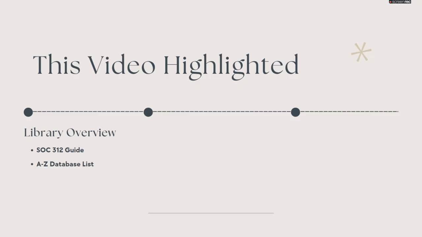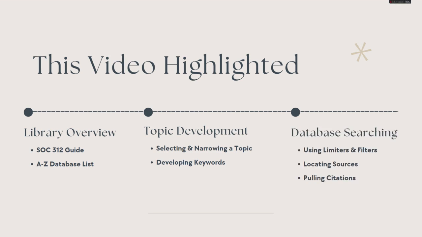So within this video, we have highlighted first the library overview. We looked at the Sociology 312 guide, as well as the A to Z database list, and identified which databases to look in. Next, we looked at the topic development handout. We identified being able to select and narrow a topic, as well as developing a list of keywords. As I mentioned in the beginning of this video, I will add in timestamps, so you'll be able to pause, jump forward and backwards throughout this video as you work through the steps with me. And finally, we went into the database PsycInfo and did a little bit of database searching. We used limiters and filters, we located various sources, and we pulled citations.